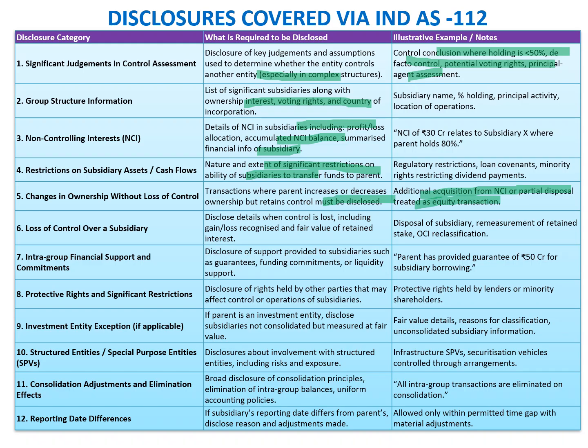For example, additional acquisition of NCI or the partial disposal treated as equity transaction, but still we have to ensure that control is there. Loss of the control of the subsidiary, intra-group financial support and the commitment, protective rights and the significant restrictions, investment entity exceptions, structured entities, consolidation adjustment, and the reporting date differences. While we are not covering everything in detail here, this is just a synopsis slide because we are going to cover this extensively in Ind AS 112, as that standard itself talks about the disclosure of specific investments in the subsidiaries. So we are going to talk about that in Ind AS 112. We'll move to the final slide, which is the comparative slide.